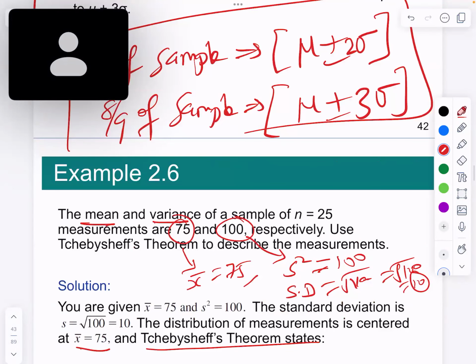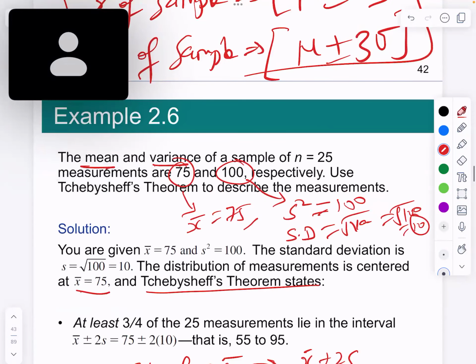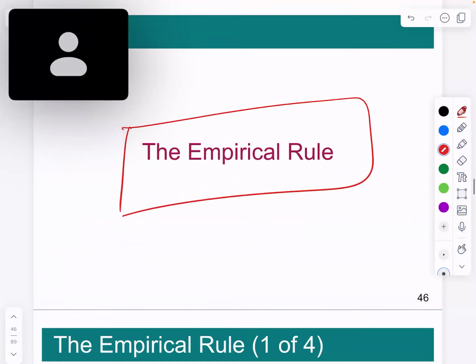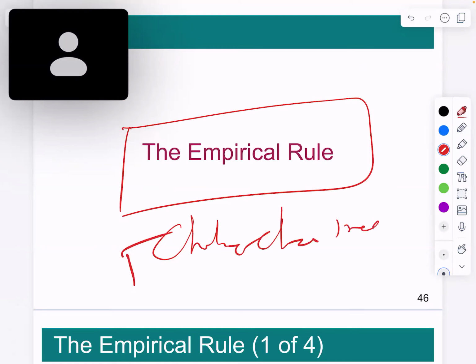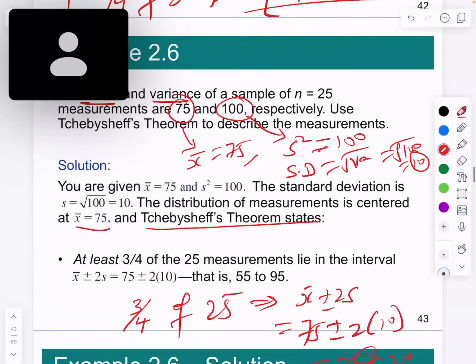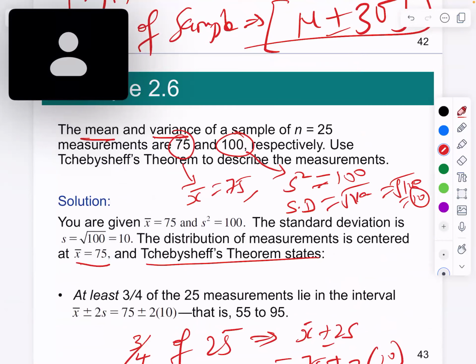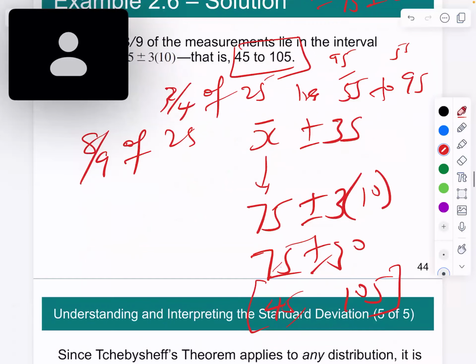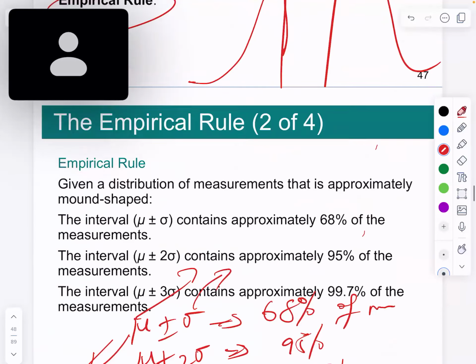Let's look at it again. Mean and variance. So that's called the empirical rule. So we have two things now: the Chebyshev inequality and the empirical rule. And why are they useful? You want to describe the measurements. You want to know where most of the data lies. And you want to make decisions with that.